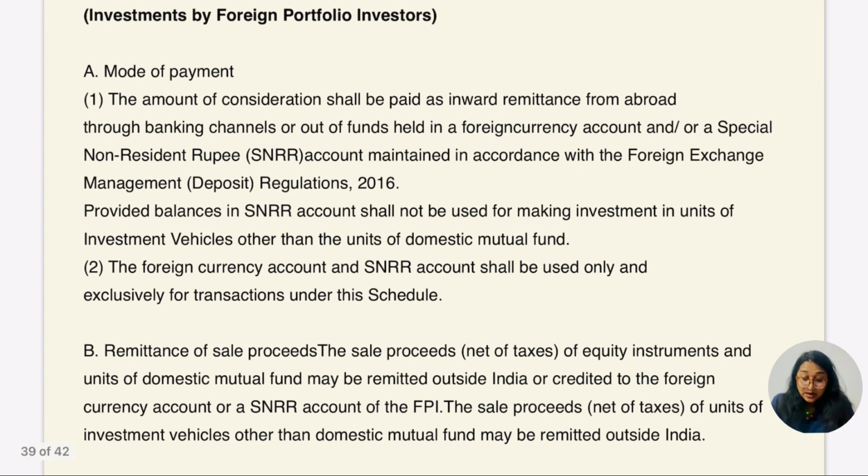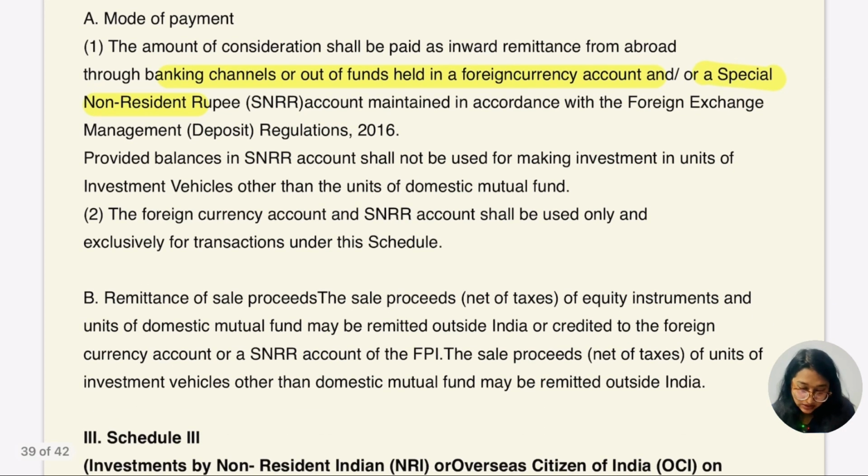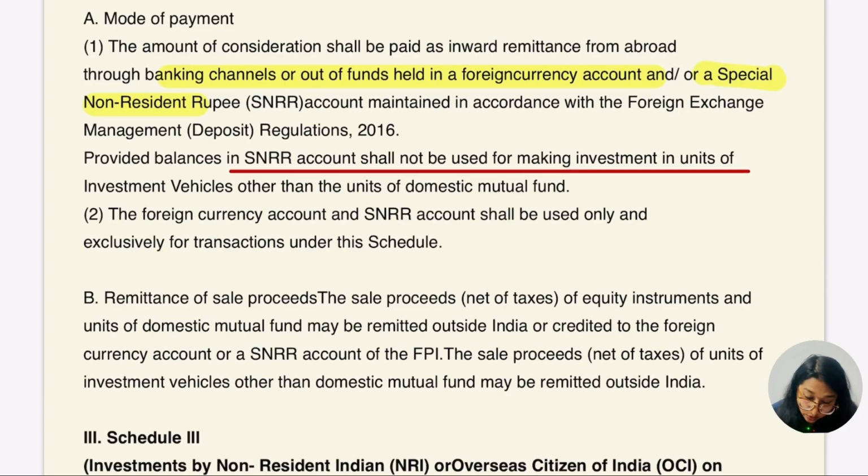The amount of consideration shall be paid as inward remittance from abroad through the banking channel or out of funds held in a foreign currency account or the special non-resident rupee account maintained in accordance with the Foreign Exchange Management Deposit Regulations 2016, provided balances in the special non-resident rupee account shall not be used for making investment in units. Let me underline it, guys. So it should not be used for making investment in units of an investment vehicle other than the units of a domestic mutual fund.